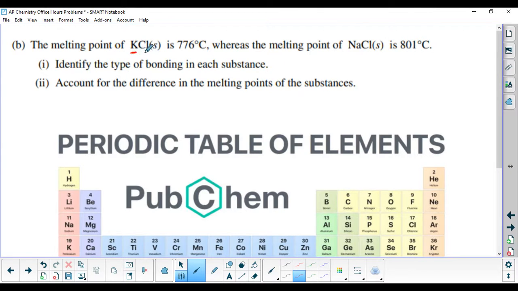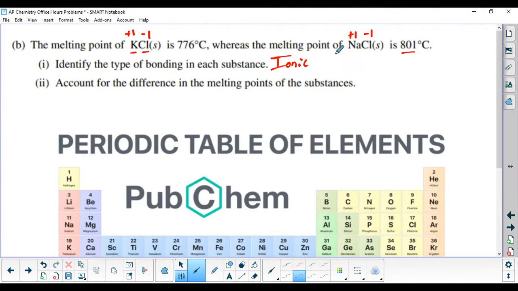You should identify metal attached to nonmetal is an ionic bond, which is a transfer of electrons. Account for the difference in melting points, which one's higher again. It looks like our NaCl is a little bit higher, not by a lot, but it is a little bit higher. Why would that be the case? Well, you want to look at two things. You want to look at charge, +1, -1, +1, -1. That's the main determining factor.